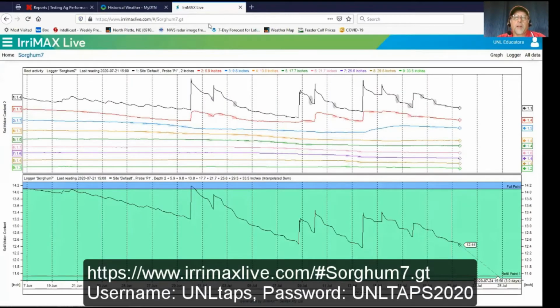Next, we're going to take a look at our soil moisture sensors. We've got several different types of sensors the participants have been allowed to select. We've got Sentek, Aquaspy, CropMetrics, Trellis, and also Phytech. This just happens to be the Sentek probe. This is our UNL Educator sorghum plot that I'm taking a look at here, willing to share that with you.